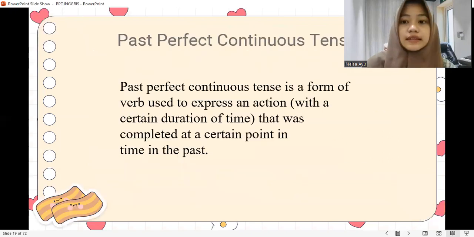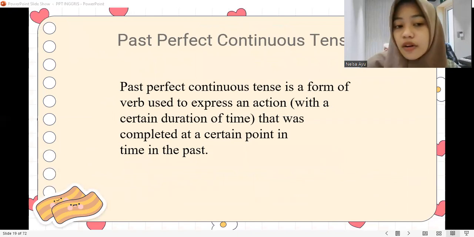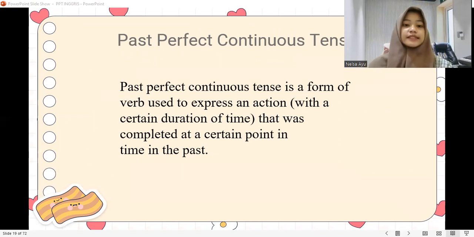Okay, next, past perfect continuous tense. The past perfect continuous tense is a form of verb used to express an action with a certain duration of time that was completed at a certain point in time in the past.